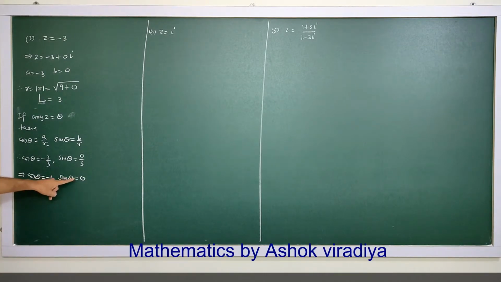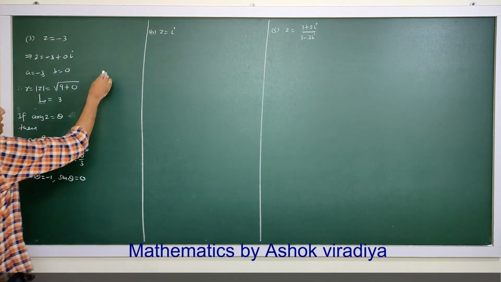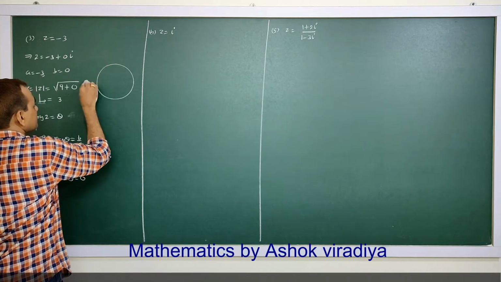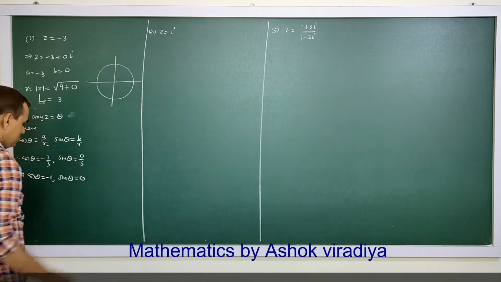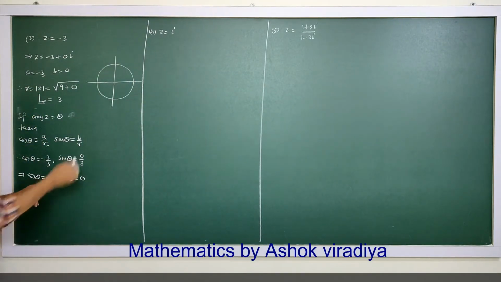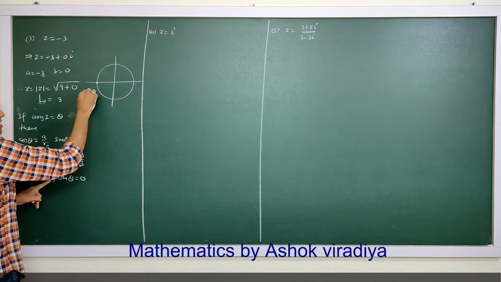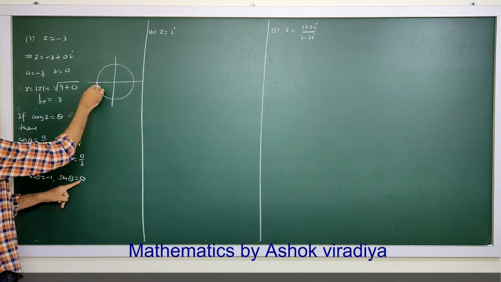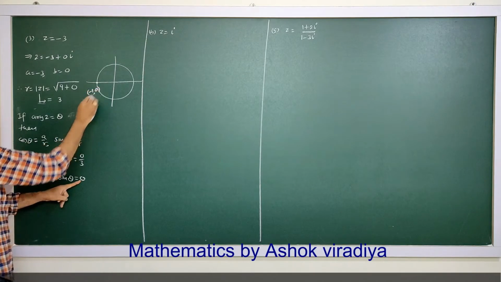Cos is minus 1, sin is 0. That means the point lies on the x-axis. So here, on this unit circle, cos theta is minus 1. This point has x coordinate minus 1, and here sin theta is 0.